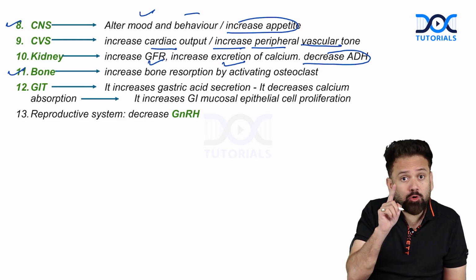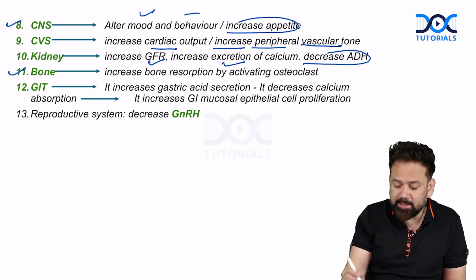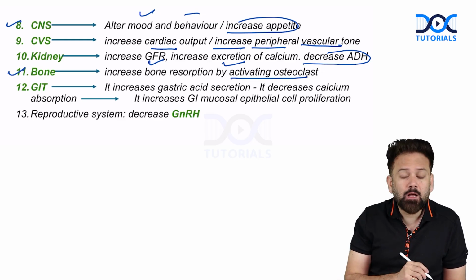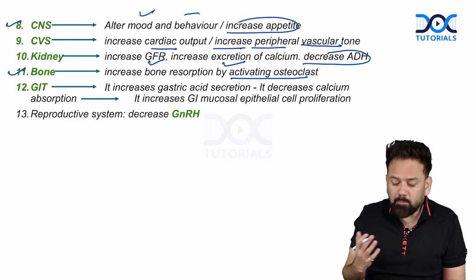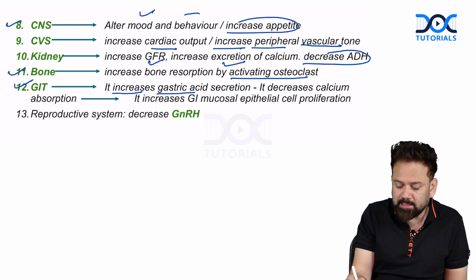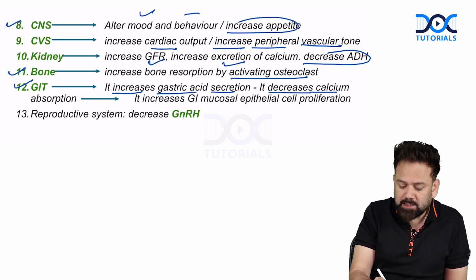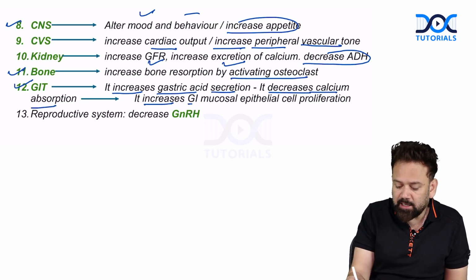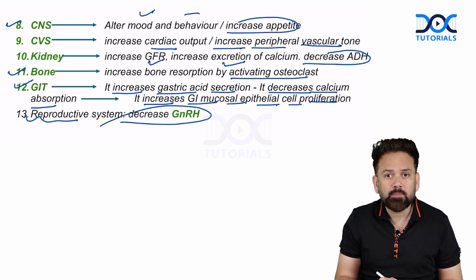Bone. It is not good for bone. It can cause osteoporosis by activating osteoclast. How does steroid cause osteoporosis? By activating osteoclast. In the GIT, it increases gastric acid secretion, it decreases calcium absorption, it increases GI mucosal epithelial cell proliferation, and in the reproductive system, it decreases GnRH. I hope this is clear.